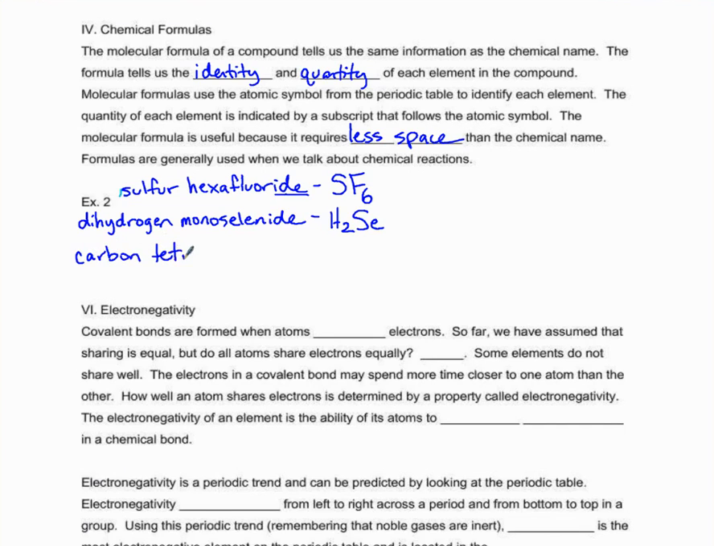Here is carbon tetrabromide. Carbon without a prefix, just 1. Tetra means 4. Bromide is bromine, Br. So we have CBr4.